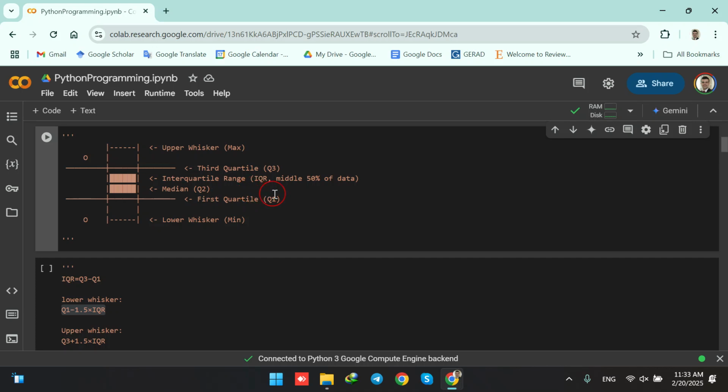To review, we have Q1, which has 25% of the data below it. Q2, 50% is below it. Q3, 75% is below it. Then, based on Q3 minus Q1, we calculate the interquartile range, and we use that to calculate the lower whisker and upper whisker. Anything that is lower than our lower whisker or above our upper whisker is our outlier.